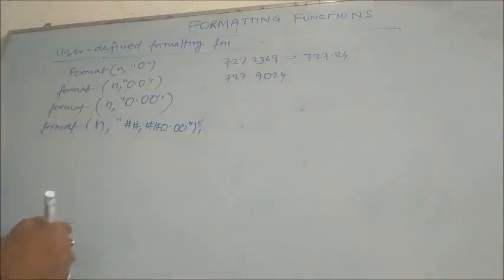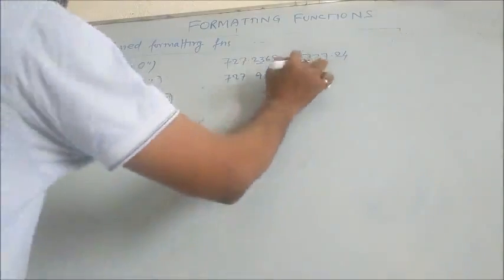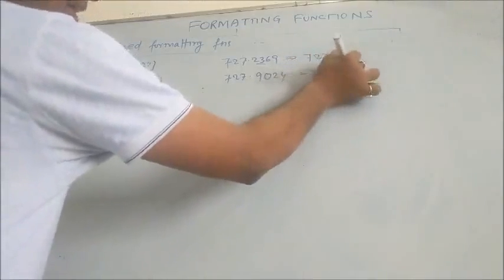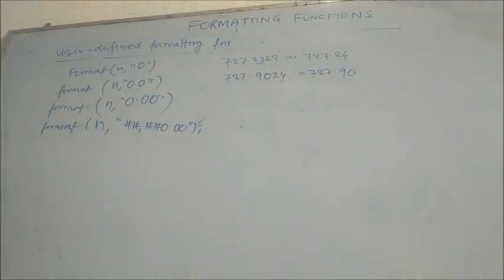9024, right? 9024. So instead of this, how will it be written? 2 cannot be rounded off, so it will be 727.90. Right? Okay.